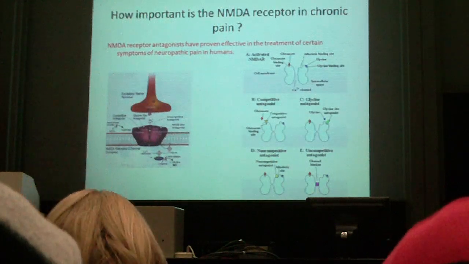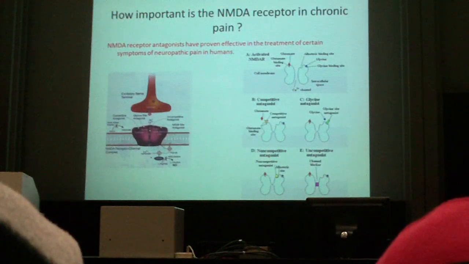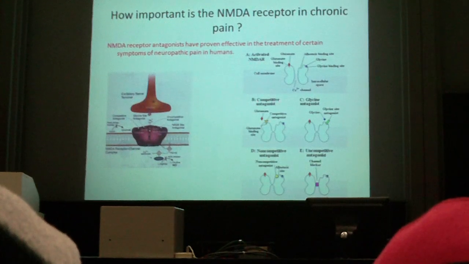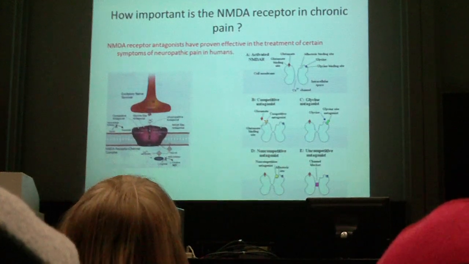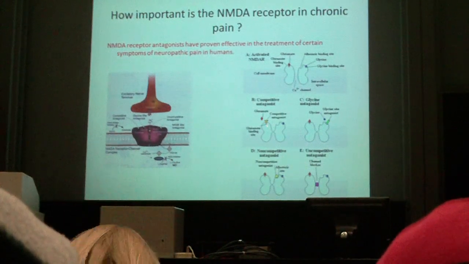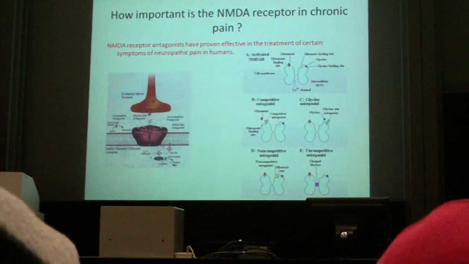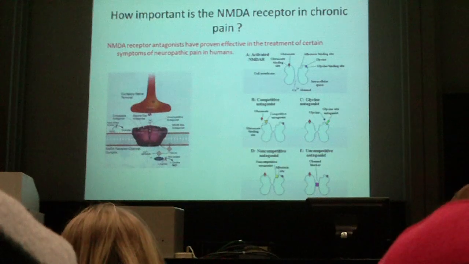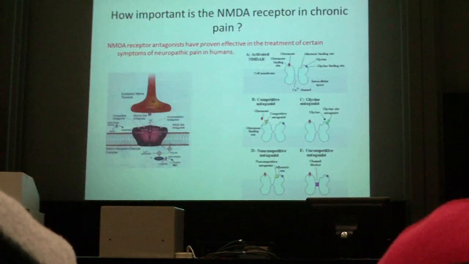Here you see various examples of this. Here you see the NMDA channel. You can block the channel by competitive antagonists. So related to glutamate, here is binding at the same site, so on where glutamate is. There's also a glycine site on this NMDA receptor. A lot of antagonists related to the glycine have been developed.